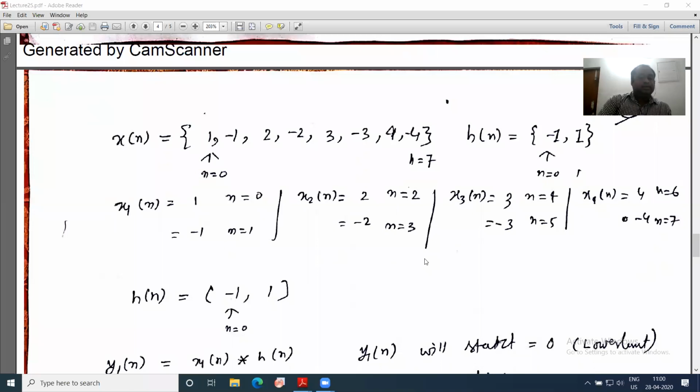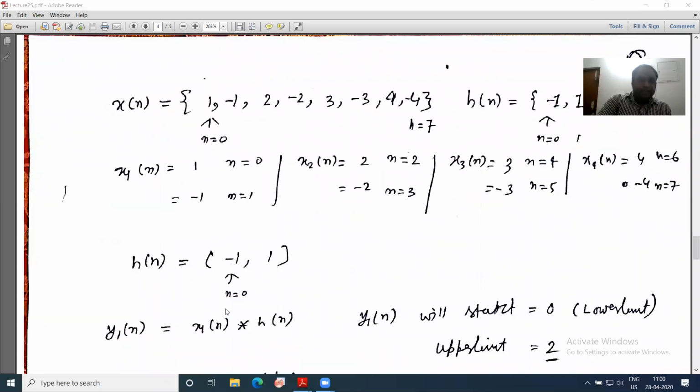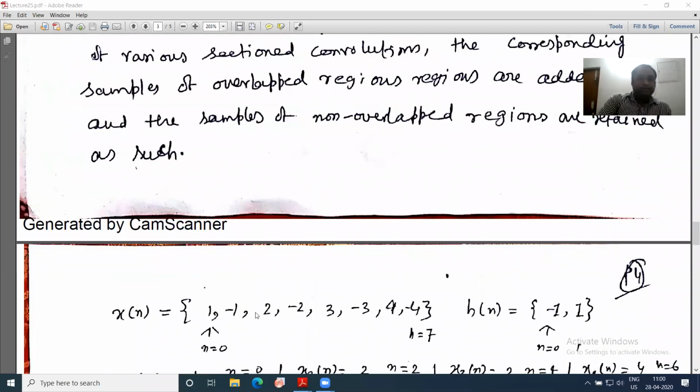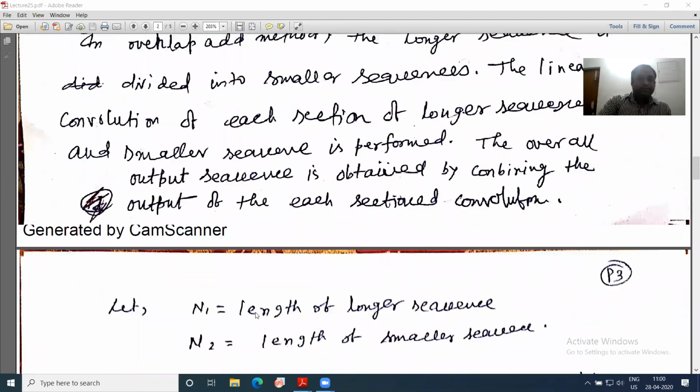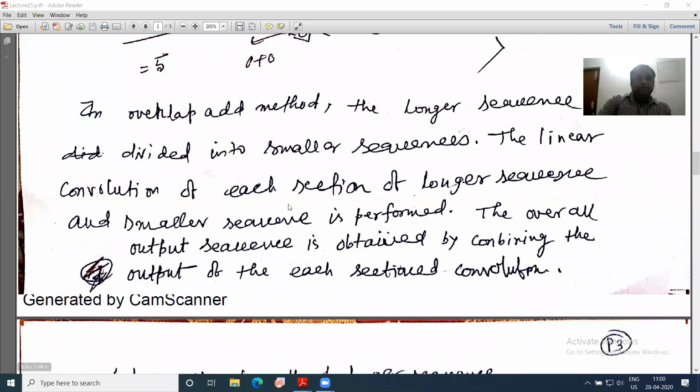Agreed? Now I am saying what is written in the theory. It is written in the theory that the longer sequence is divided into smaller sections, then the linear convolution of each section of the longer sequence and the smaller sequence is performed. I hope this line is clear.